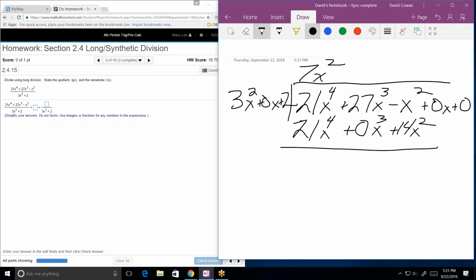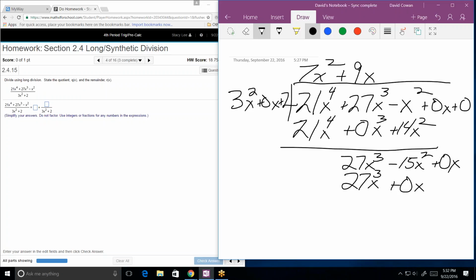Now we're subtracting. So 27 minus 0 gives us 27x cubed. Minus x squared minus 14x squared gives us minus 15x squared. I'll bring down that dummy 0x just to see if it matters. Repeat. Then it would be 9x. Now multiply by everything.